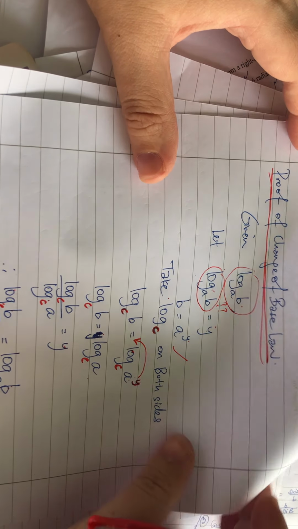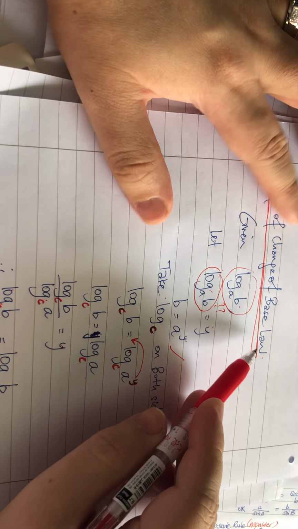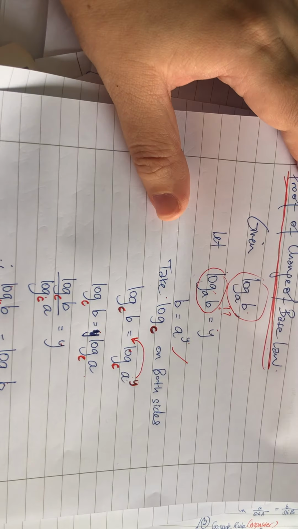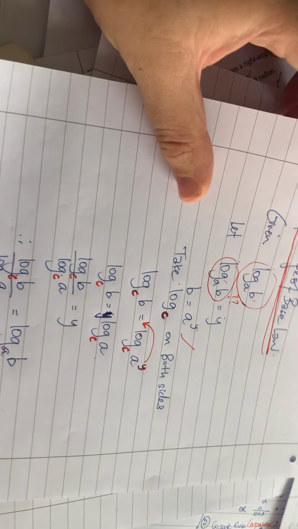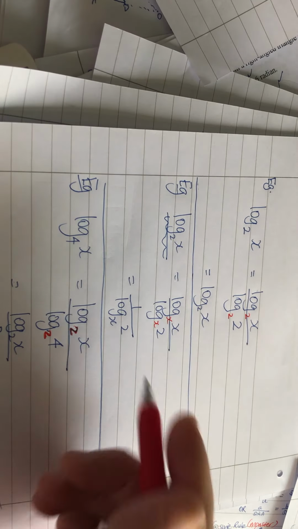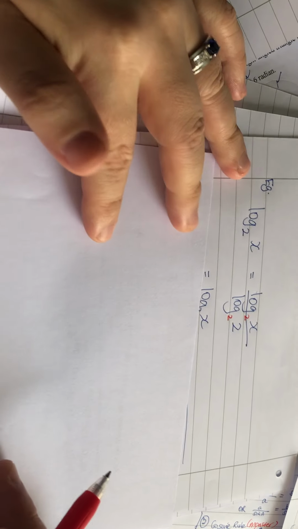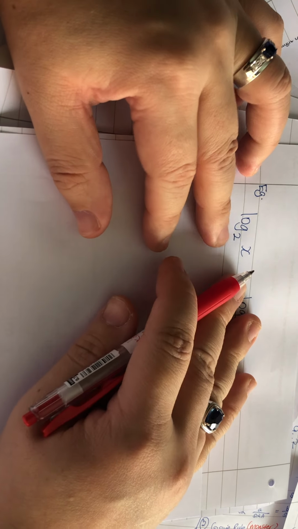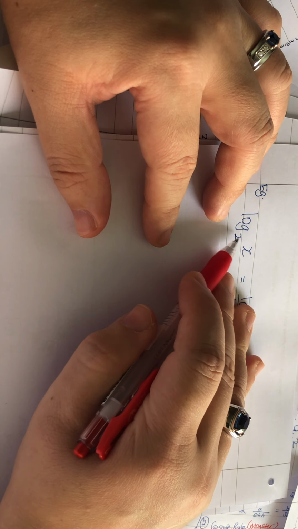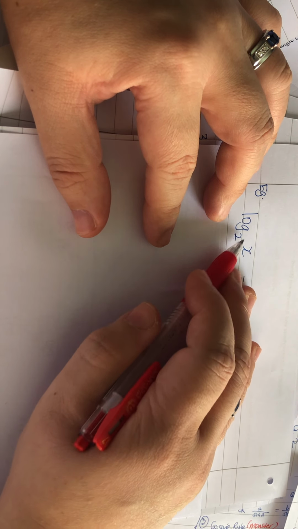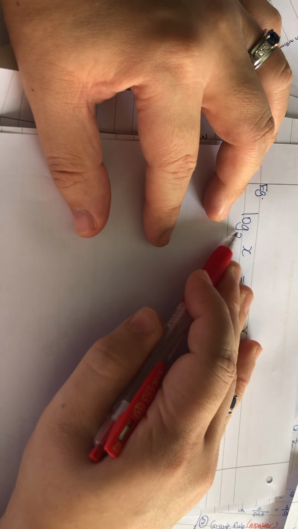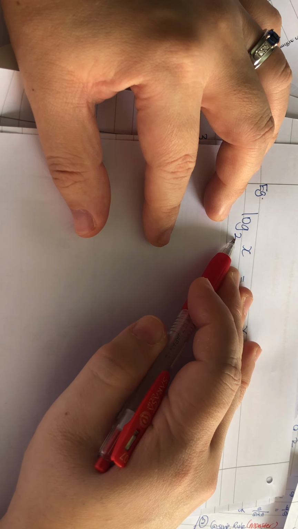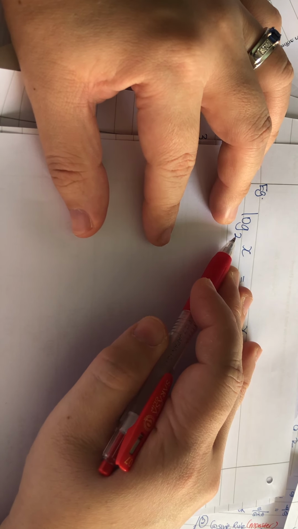Okay, this was where we stopped yesterday. We proved the change of base law for logarithms, meaning to say that if I have, for example, log of x to base 2, and I don't like the base 2 because it doesn't help me to solve the question or evaluate the value, I can change it to whatever base I want in order to help me to solve or to evaluate the expression.